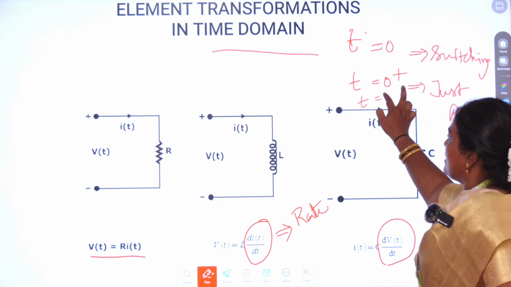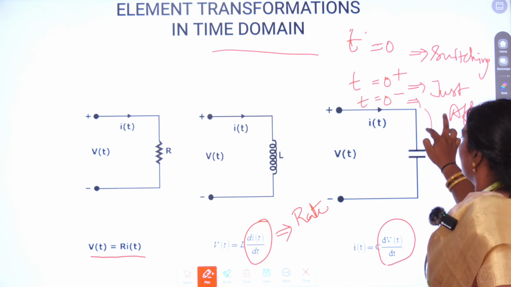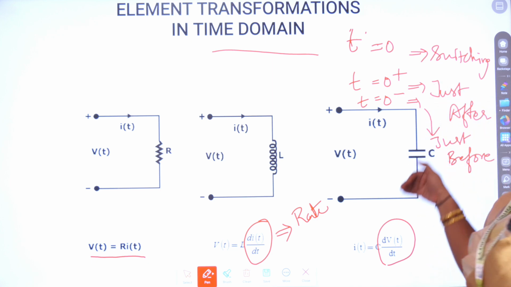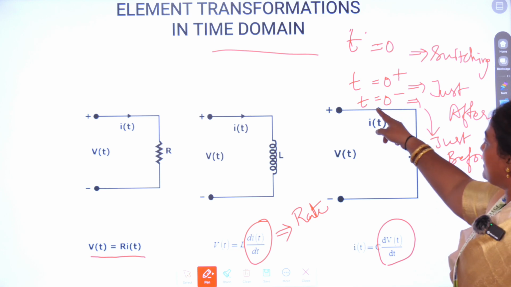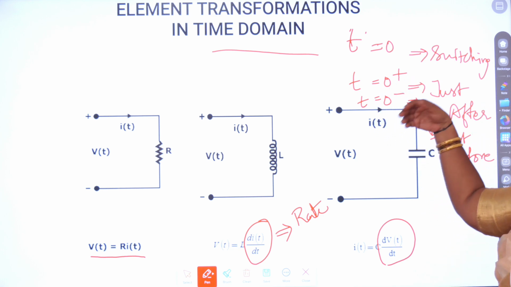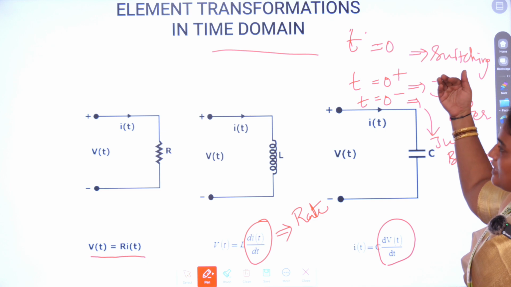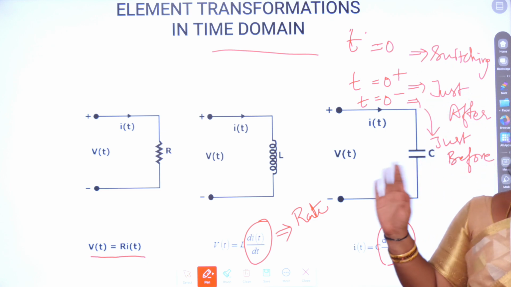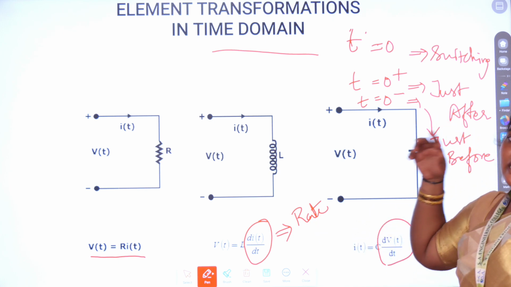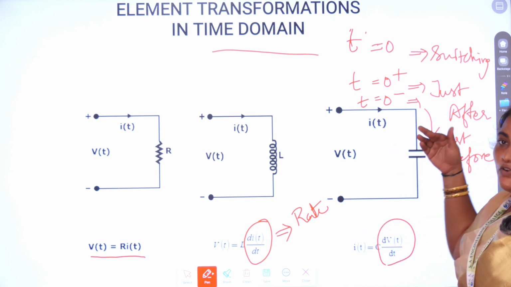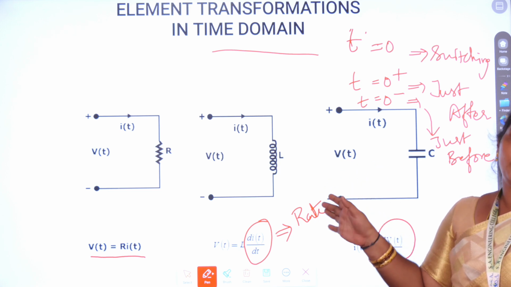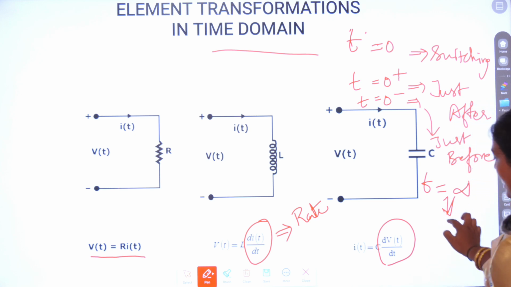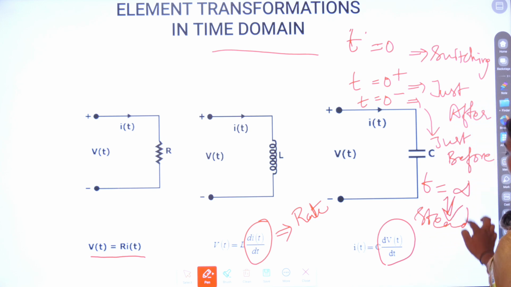Similarly, when I have t equal to 0 minus, it indicates just before switching. So we have the conditions like this. When t is less than 0 and when t is greater than 0, what happens? When t is greater than 0, it is just after switching. And when t is less than 0, it is just before switching. We'll name it as before switching. And when t is equal to infinity, then it is under steady state condition.